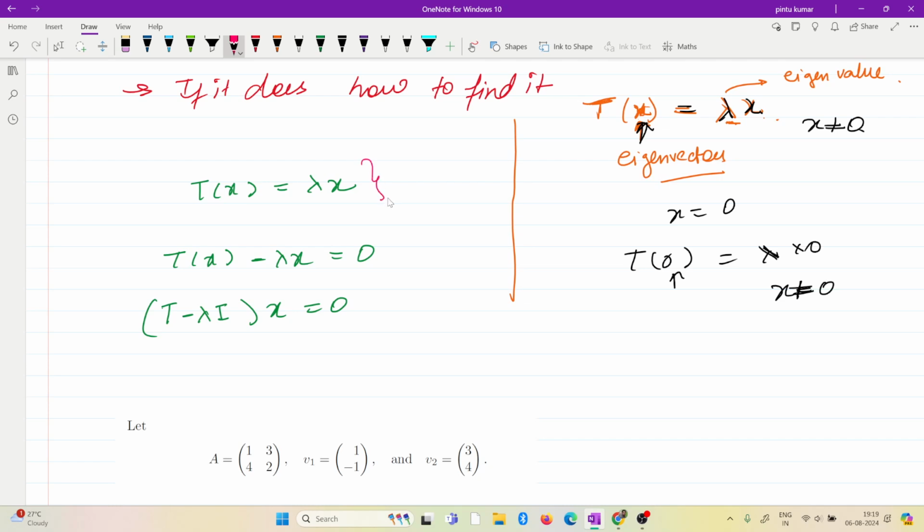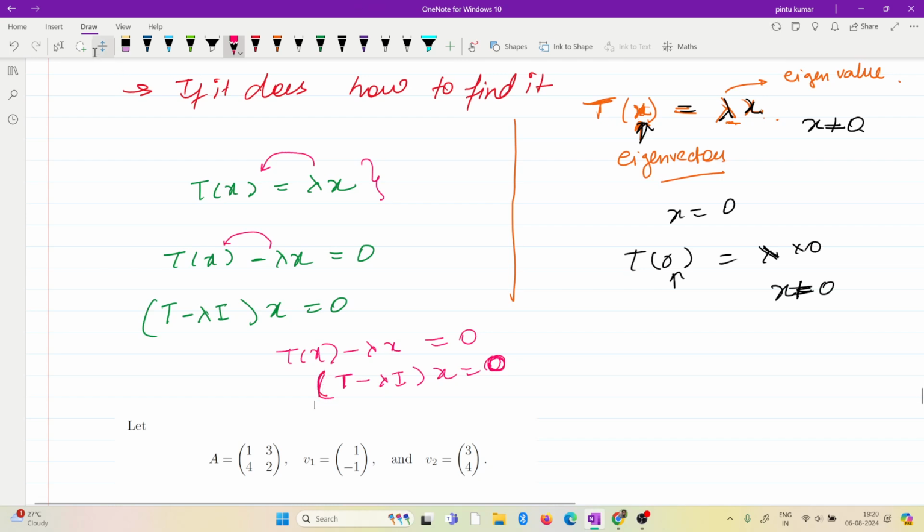Now, how do we solve them? If you take this lambda x to this side, this would make T of x minus lambda x is equal to 0. Then you can take (T minus lambda I) of x is equal to 0. Now what does this mean?